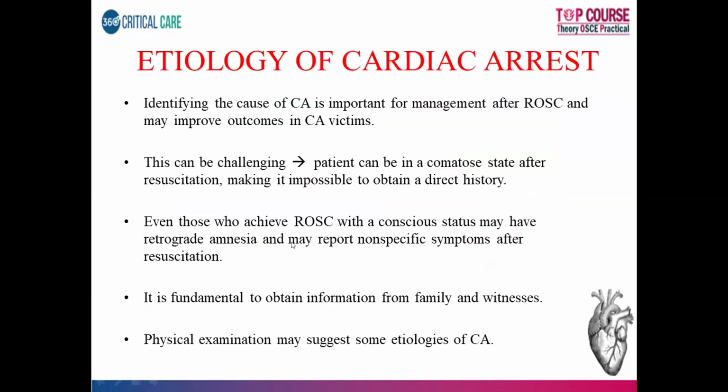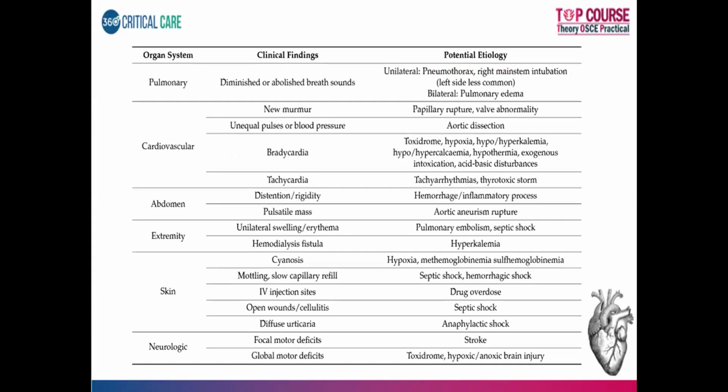Also, if the patient is conscious, they could have retrograde amnesia for the events which have happened, and they might report some non-specific symptoms. So, in any cardiac arrest case, the best way to obtain information is from the family and witnesses. Also, some physical examination findings may suggest some etiologies of the cardiac arrest.